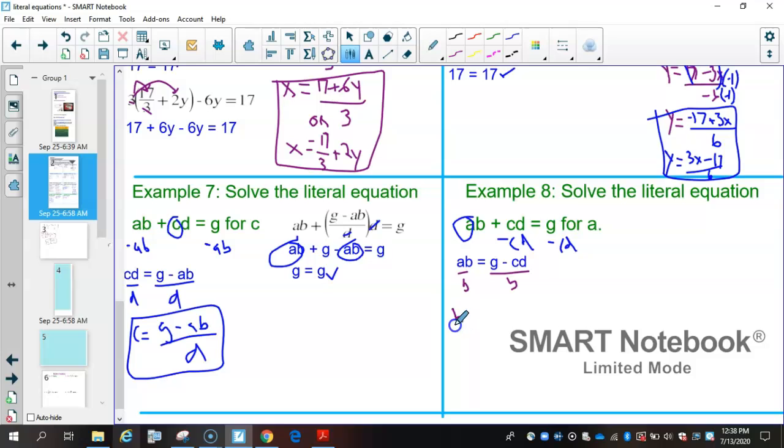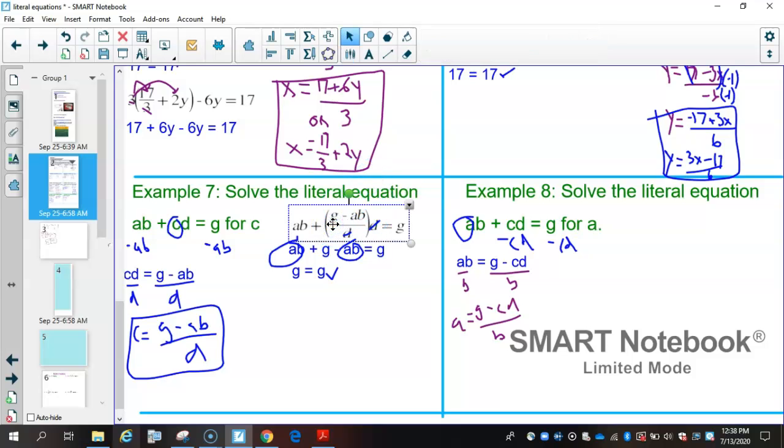So B equals G minus CD all over B. All over, this was supposed to be A, I'm sorry. I was like, it's not supposed to equal B. I messed up in that. So A equals G minus CD all over B. My apologies for that confusion. And then double check it.